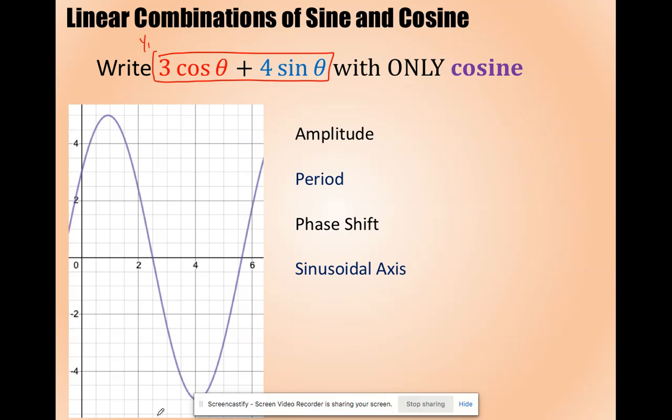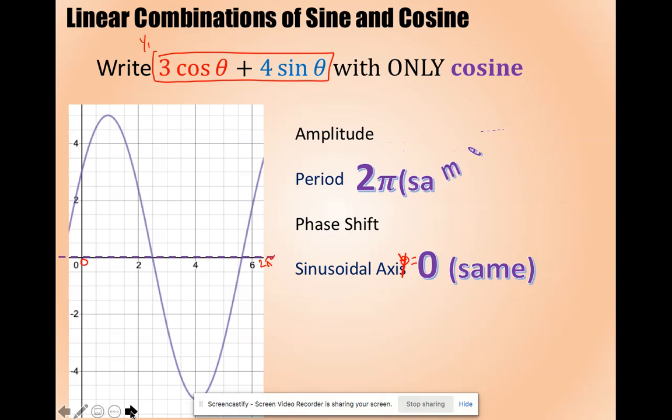Notice what has not changed. The sinusoidal axis has not changed, has it? The sinusoidal axis is an equation: y equals 0. What else has not changed of these 4 things? The period has not changed, right? 2 pi. But the amplitude did change.